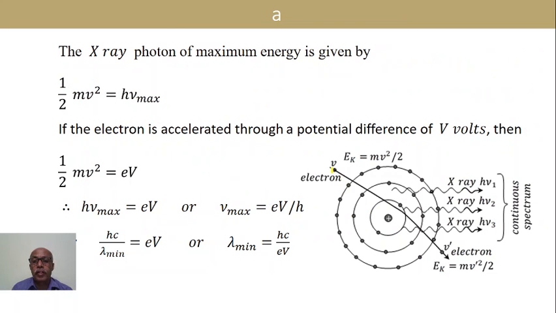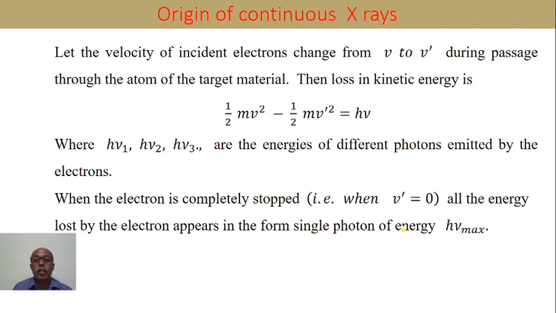So here you can see the electron beam coming from the filament having larger kinetic energy or very large velocity, and hence it penetrates deep into the atom of the target material, during which it gets deflected because of the influence of the nucleus.